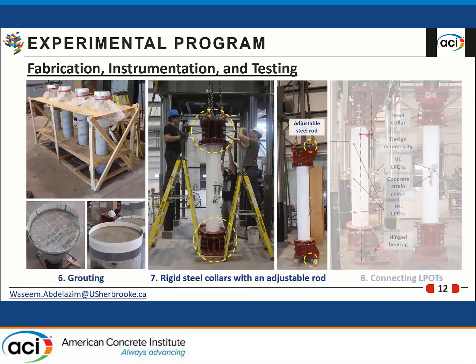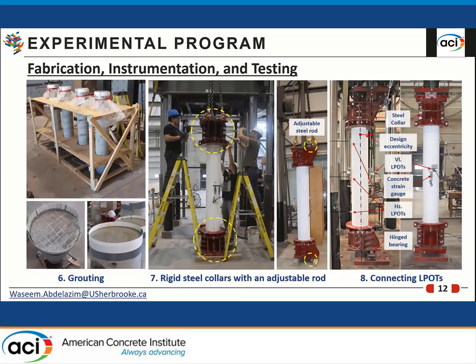All columns were then moved to the testing lab. Prior to testing, all columns were grouted at top and bottom surfaces to ensure uniform load distribution. Then we used top and bottom steel collars to confine the column at the stress concentration zones and to plot the lateral deformation of the column during the testing. We used the meters at mid and quarter heights of the column.